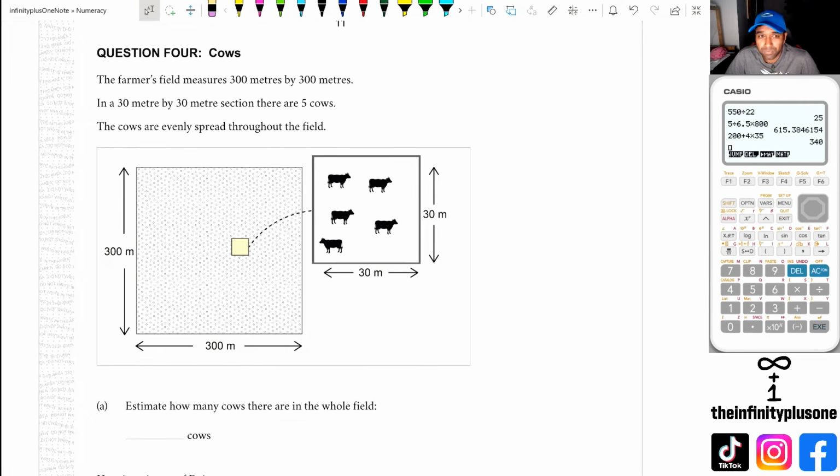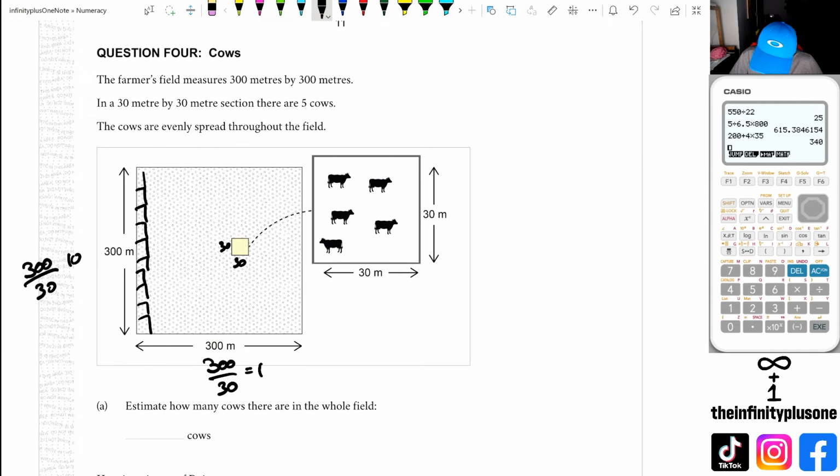Now, if you think about it, each of these little squares is 30 by 30, and that means we can fit 10 of these. 1, 2, 3, 4, 5, 6, 7, 8, 9, and 10. Ugliest square that you can possibly think about. But how do I know it's actually 10? Because I can go 300 divided by 30. That's going to give me 10 here.